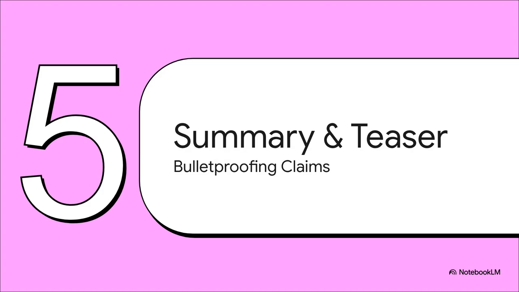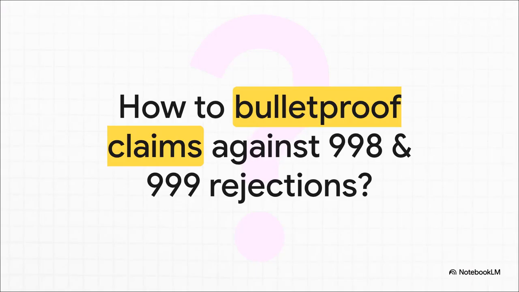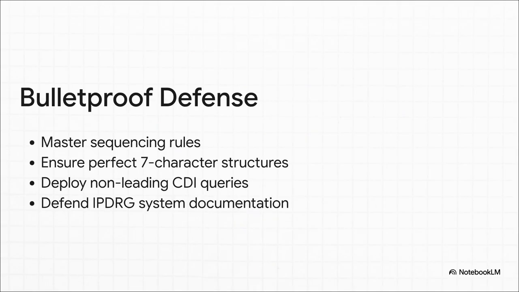All right, wrapping things up with Section 5, let's summarize and give you a quick teaser for next time. So the ultimate question for your coding and CDI teams really boils down to this. How do we completely bulletproof our claims against these catastrophic MS-DRG 998 and 999 assignments? Well, the answer lies in mastering the fundamentals. By strictly following sequencing rules like code first, ensuring perfect 7-character code structures in both CM and PCS, and deploying rapid, non-leading CDI queries, you neutralize these revenue threats instantly. Accurate, highly specific documentation is the absolute lifeblood of the IPDRG system.